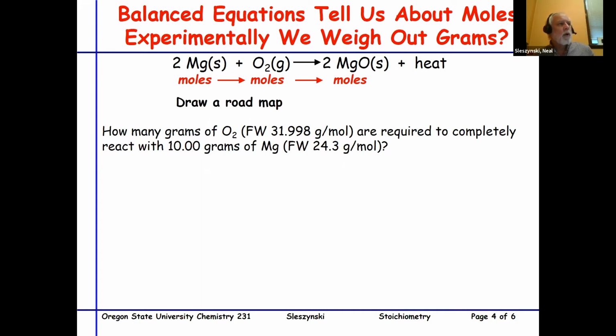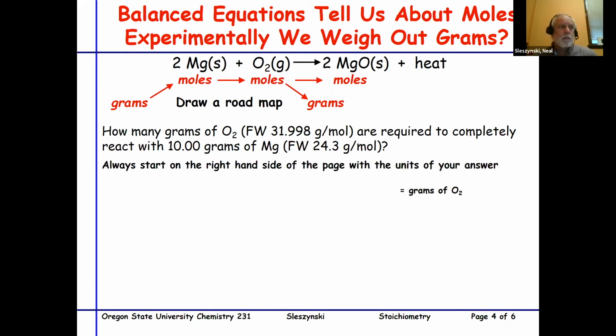roadmap. Well, we know from the balanced chemical reaction how many moles of material react with each other, but we've been given grams of magnesium. We're going to have to start our calculation by converting grams of magnesium to moles of magnesium so we can use our balanced chemical reaction. And then finally, we've been asked to find out how many grams of oxygen are required to react with that number of grams of magnesium.